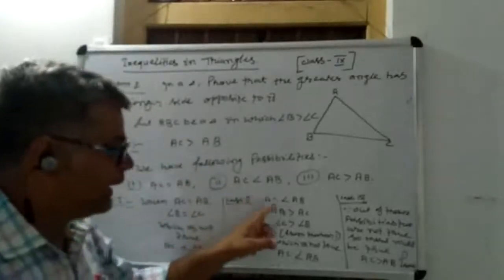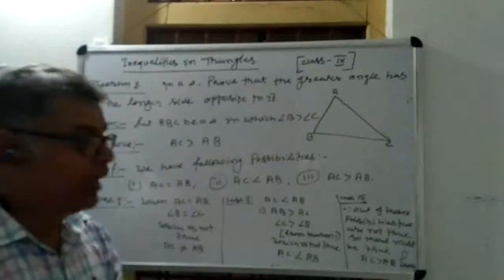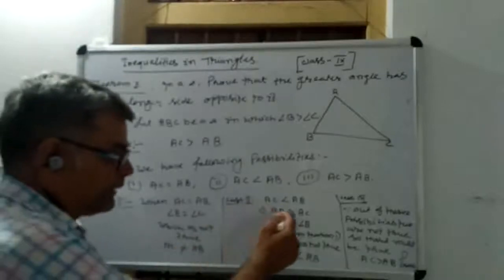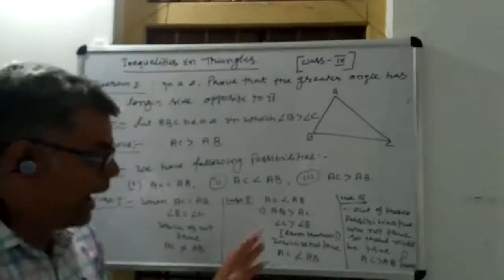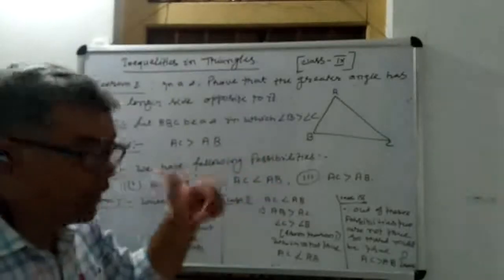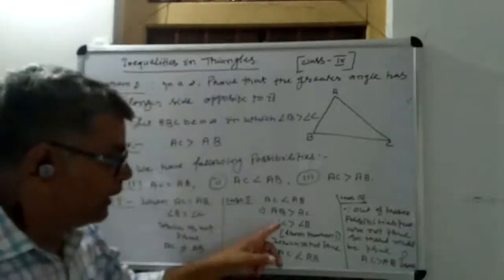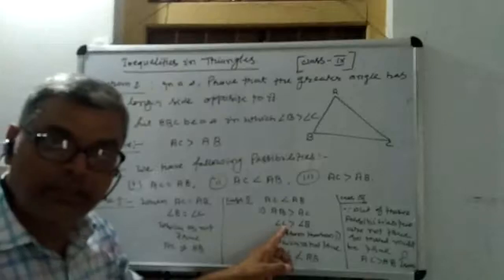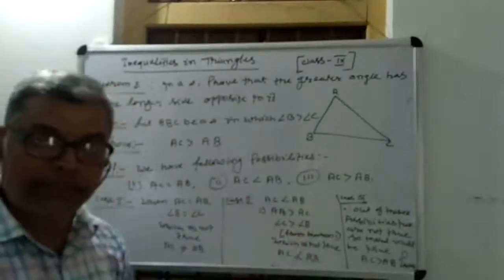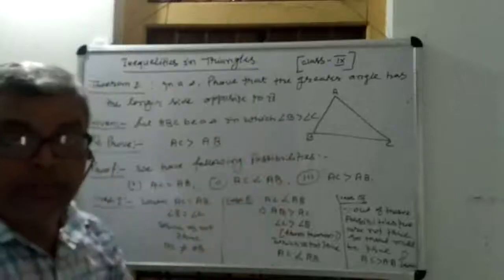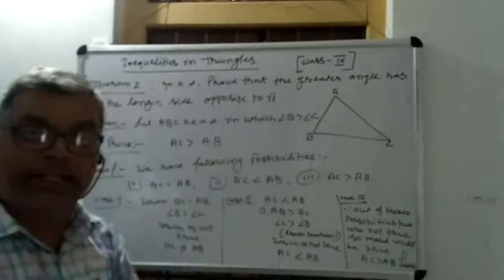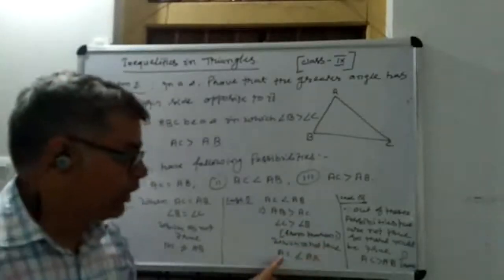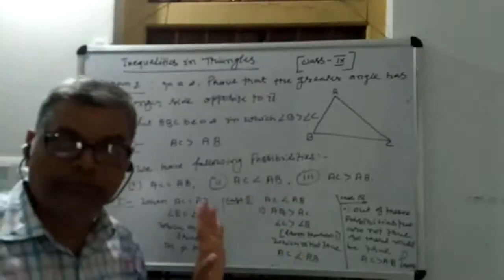Now we come to the second case. The second case was AC is smaller than AB. When AC is smaller than AB, then you can write AB is greater than AC also. And when AB is greater than AC, then from theorem 1, which we have proved earlier, the angle opposite to the larger side will be greater. That is, angle C must be greater than angle B, which is also not true, because it is given that angle B is greater than angle C. It means that this is also not true. So AC is smaller than AB is false.